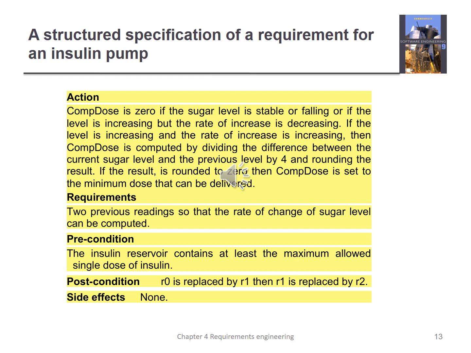Compute dose is 0 if the sugar level is stable or falling, or if the level is increasing but the rate of increase is decreasing. If the level is increasing and the rate of increase is increasing, then compute dose is computed by dividing the difference between the current sugar level and the previous level by 4 and rounding the result. If the result is rounded to 0, then compute dose is set to the minimum dose that can be delivered. So it is really tough for me to understand this, or you or anybody, because it is complicated.